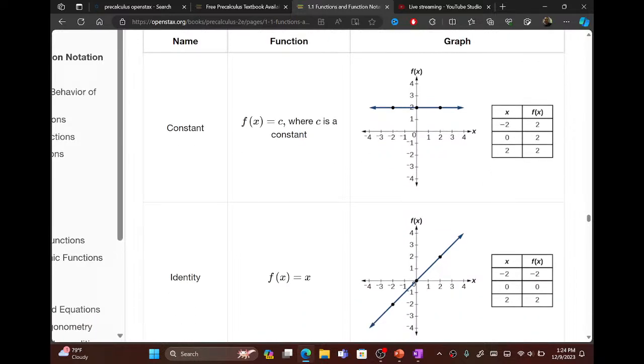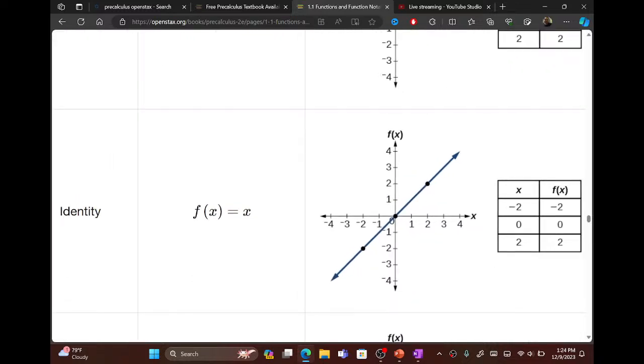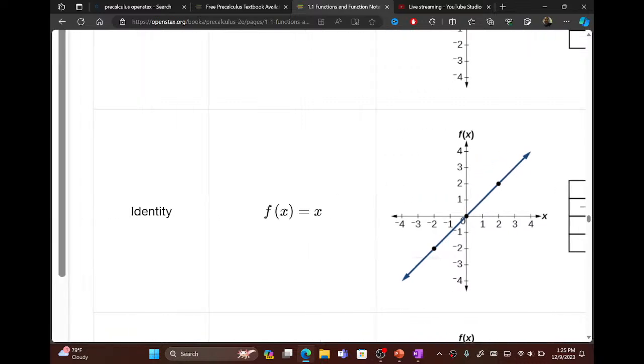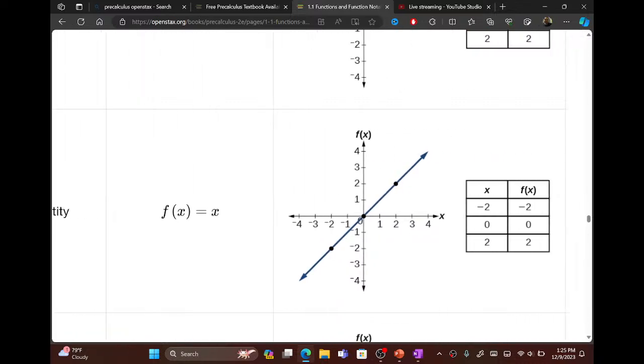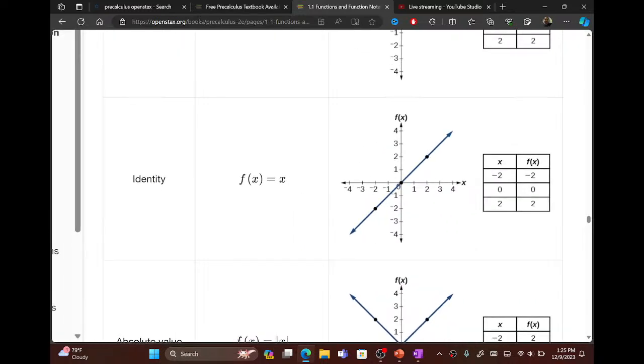The identity function is really just the parent linear function, f of x equals x. This is considered a linear function, okay? So we want to remember that for calculus, and we just really want to remember all of these. So we can clearly see that it is a linear function.